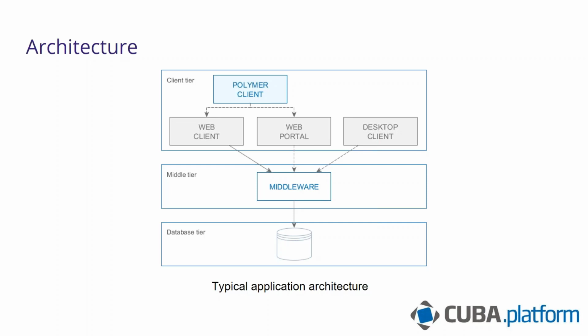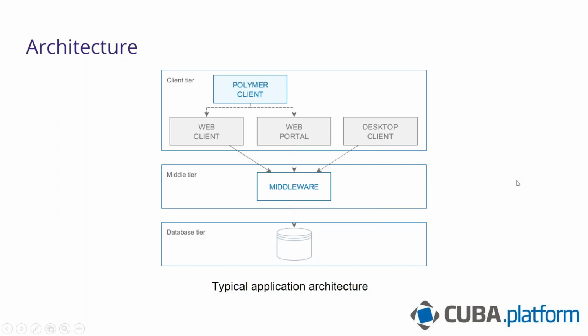In fact, middleware is the mandatory block for any application. Other blocks are not mandatory. Usually, user interface can be implemented using web client or Polymer client. And if you want to implement custom web portals, we recommend to use web portal module. So now you see all the architecture. Now let's talk about the ORM layer.